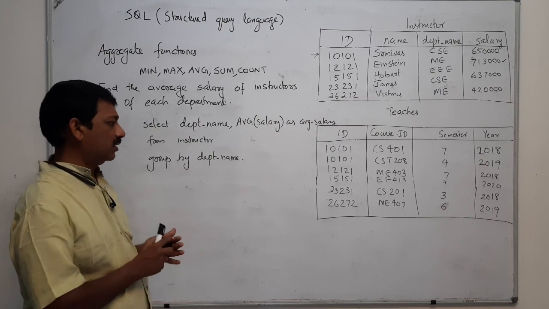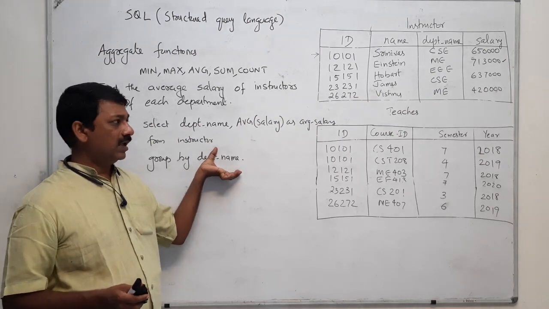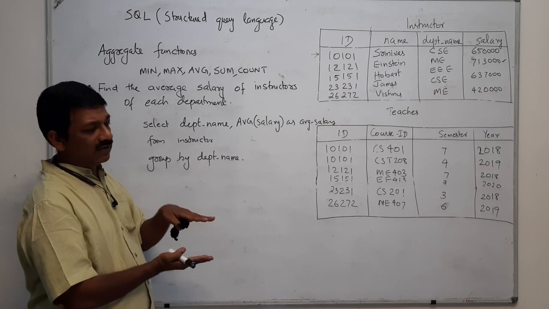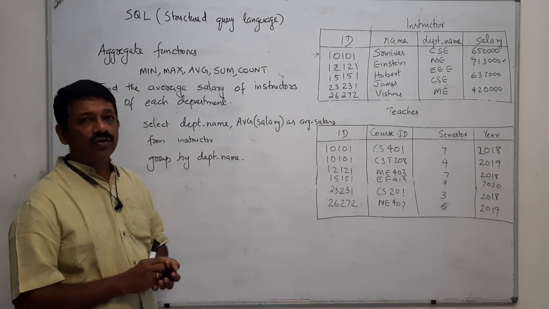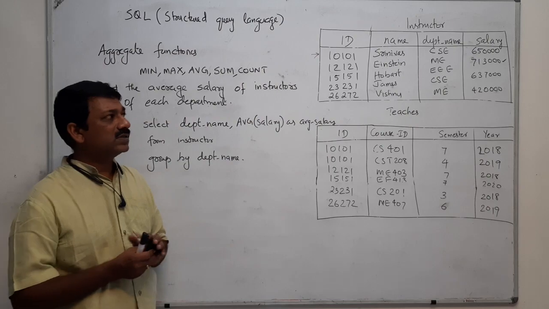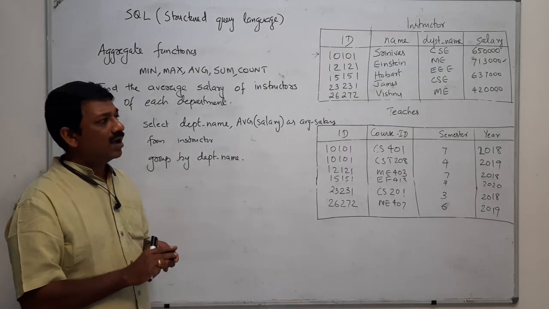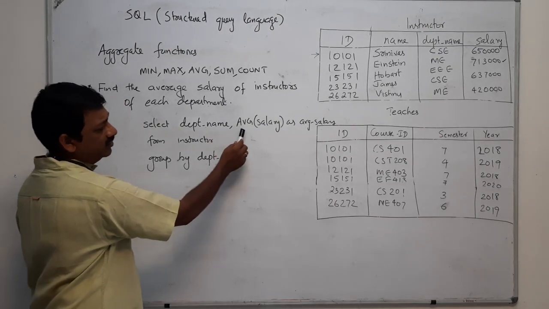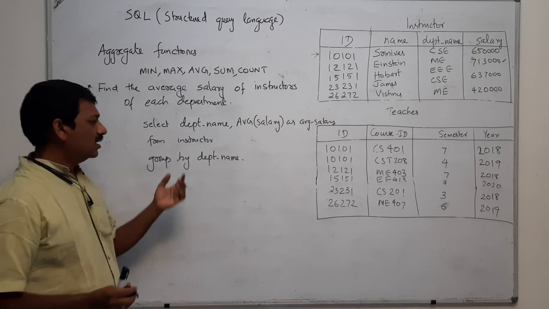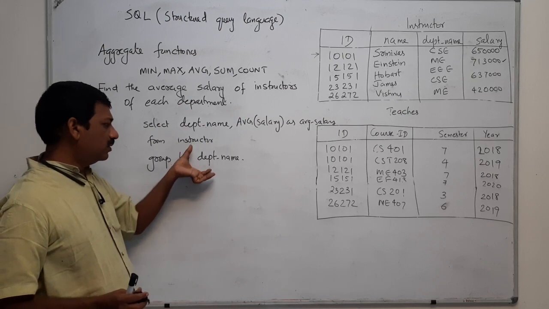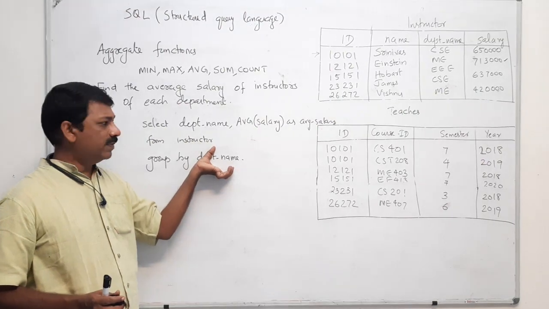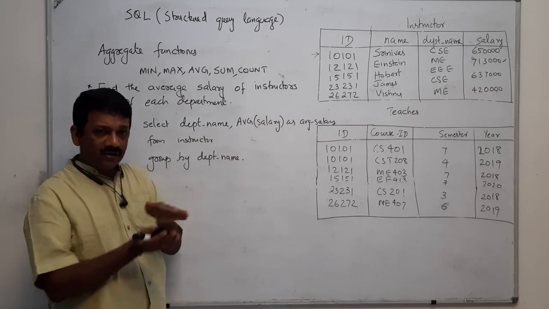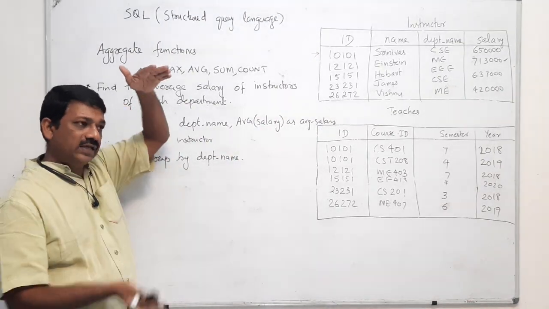That means you are grouping depending on department name. So we have a group for CSE, another group for ME, and so on. We have a total of 4 groups. The CSE department has 2 elements, and all others have only a single tuple. After that, average of salary as average salary is taken. Since it is already grouped by department name, the average of salary is taken from that group only, not the entire table.